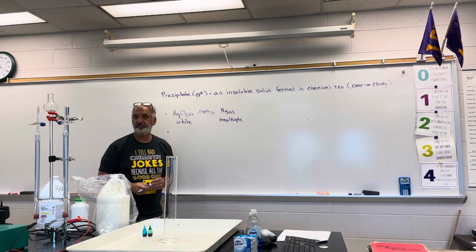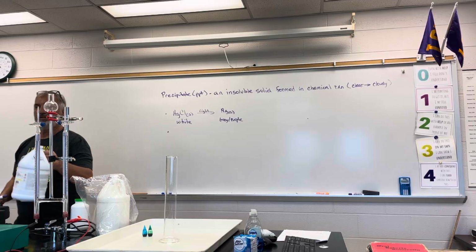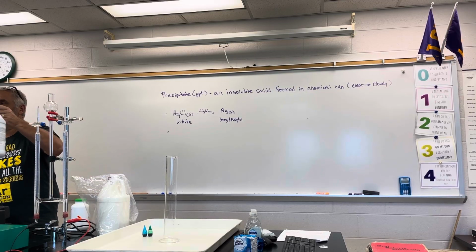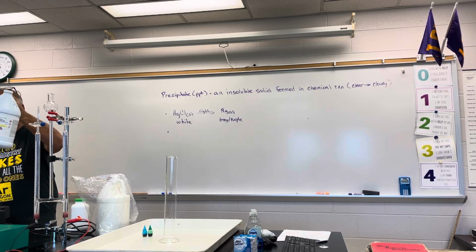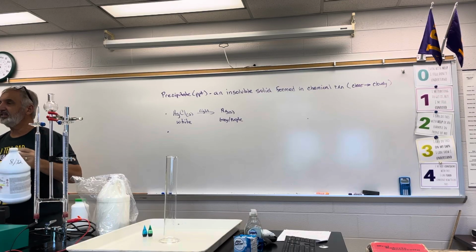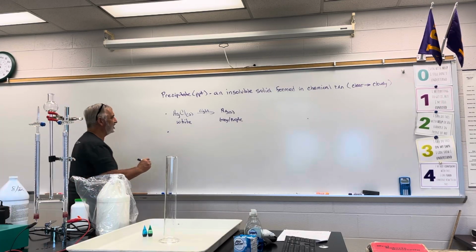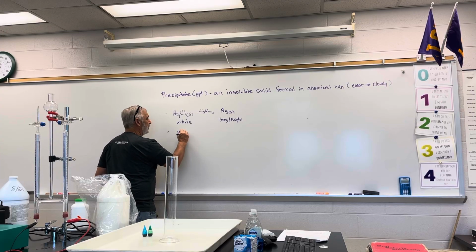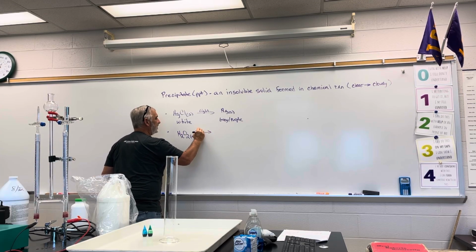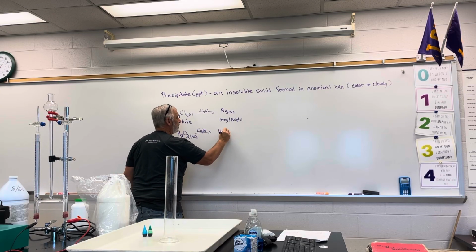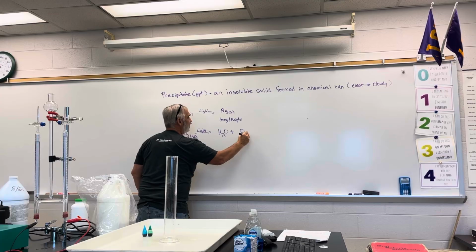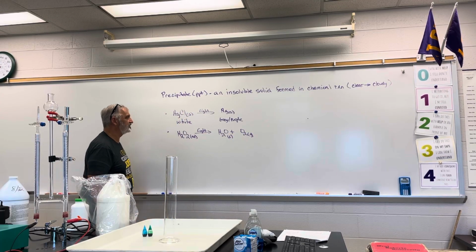What's another one? This is hydrogen peroxide. Why do they have it in an opaque bottle, one you can't see through? Because light causes hydrogen peroxide, H2O2 aqueous, exposed to light, to decompose into H2O plus O2 gas. Now I have to balance that equation.